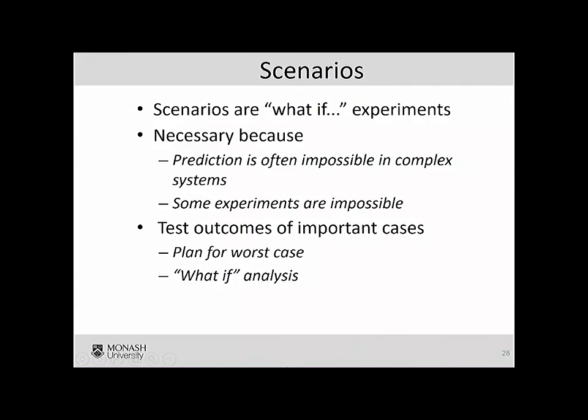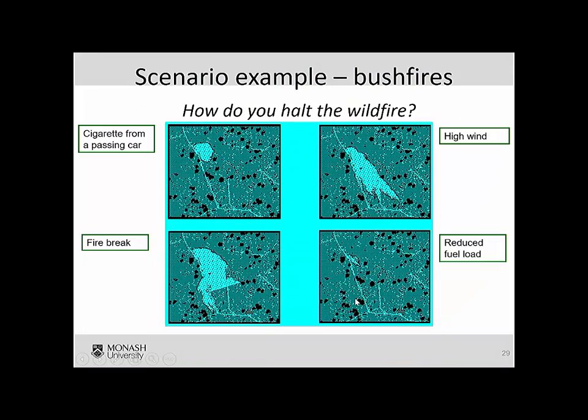So it allows us to do things like plan for the worst case. If we have a bushfire simulation, that's a critical thing in Victoria, one of the worst bushfire places in the world, and there are lots and lots of bushfire simulators out there. If we simulate what happens if a cigarette's dropped from a passing car, okay, there's the fire. If we have high wind, what happens? Well, high wind drives that simulation so that the spread is much, much faster.